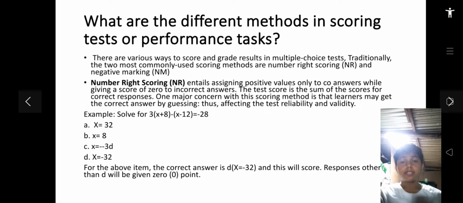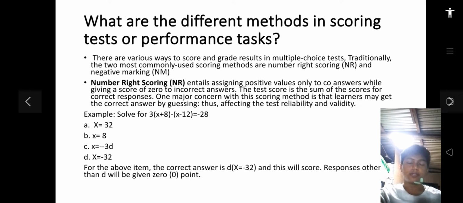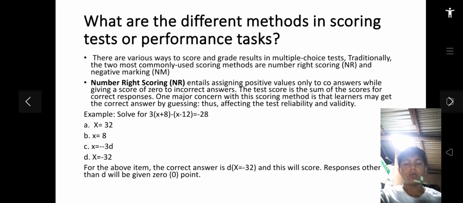Now then, the next one is: what are the different methods in scoring tests or performance tasks? So there are various ways to score and grade results in multiple choice tests. Traditionally, the two most commonly used scoring methods are number right scoring (NR) and negative marking (NM). So the first one is number right scoring.